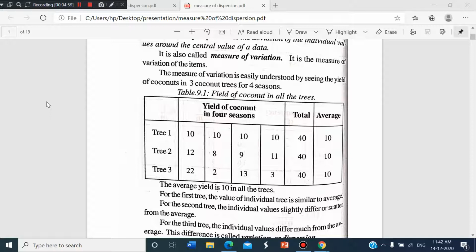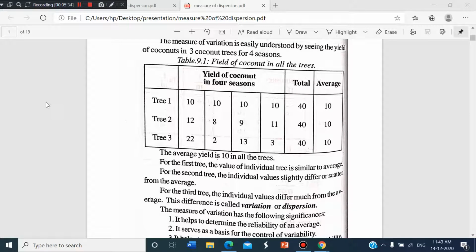So if I ask what the average is, for the first tree in 4 harvests the average is 10. For the second tree also the average is 10. We got 40 by 4 harvests, so 40 by 4 is 10, for each tree. So now the average yield is 10 in all the trees. You can see the difference. In the first tree, the values are very similar to the average. The average is 10, and in each harvest it yielded 10.